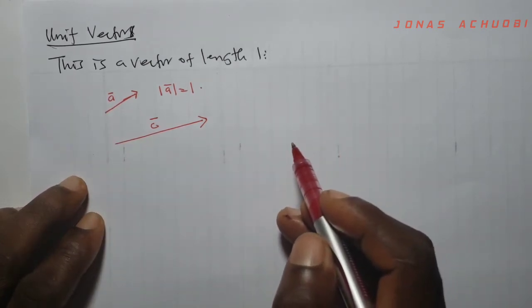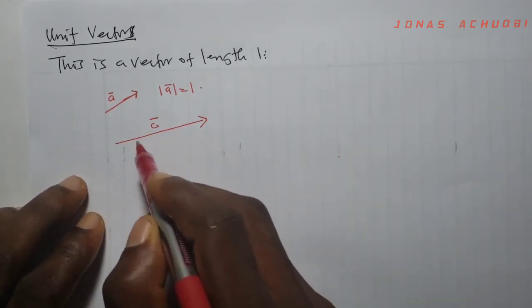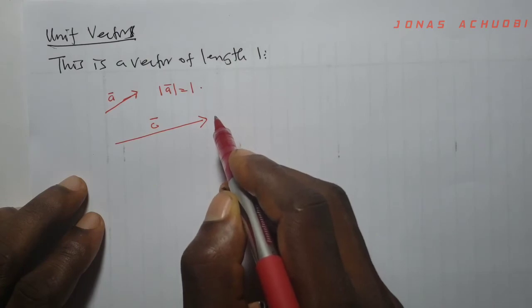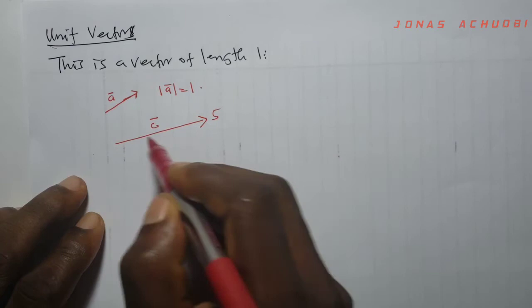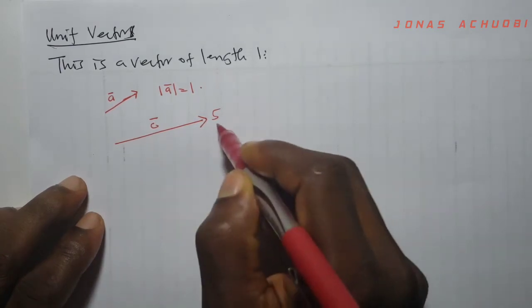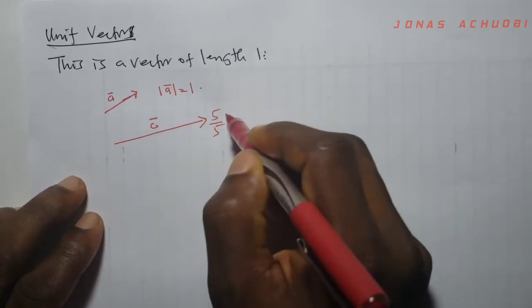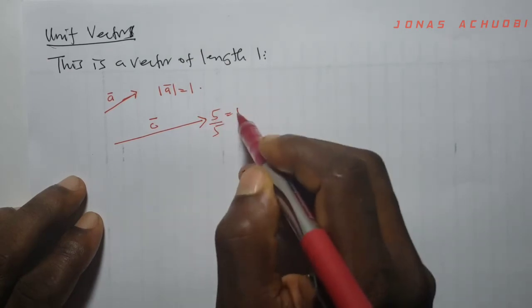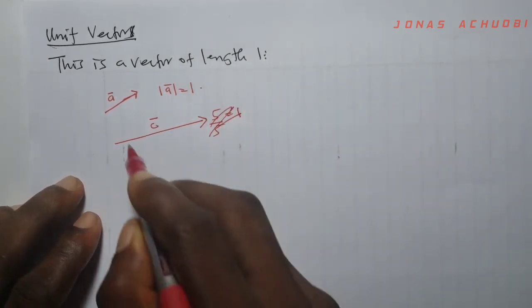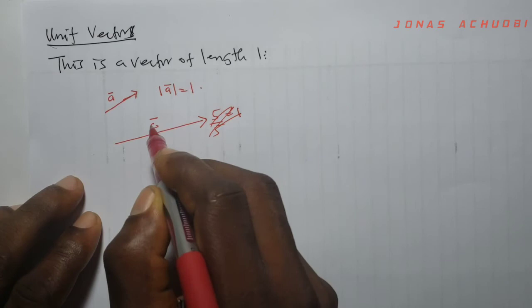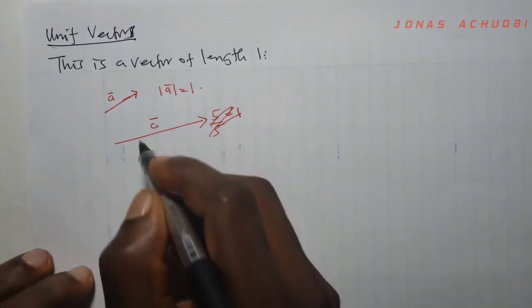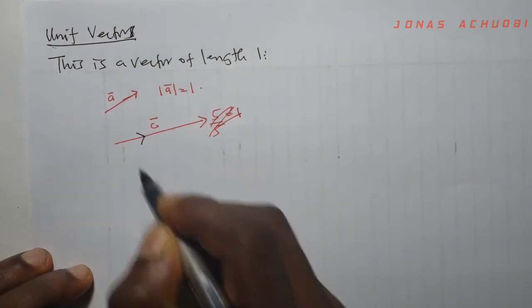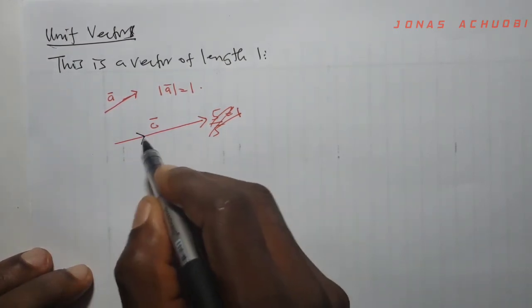But we can get a unit vector of this vector C. Let's suppose that this is a vector of length 5, for example. I want to get a unit of it. What do we do? We divide 5 by 5, is it not so? And that becomes 1. And that's a unit of the vector. In the same sense, if this is vector C and we want to find the unit vector of vector C, that means we want to find a vector that has a length of 1, or that has a magnitude of 1.